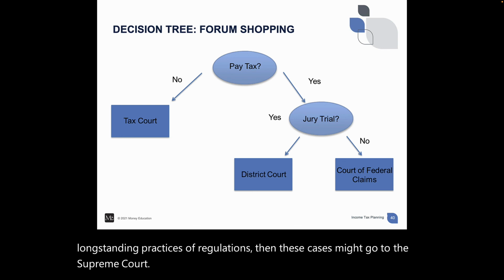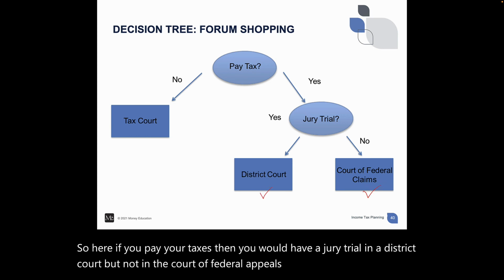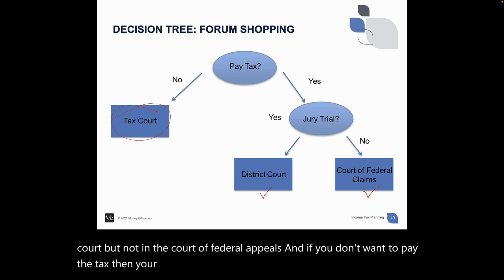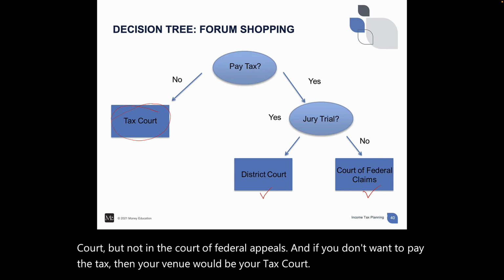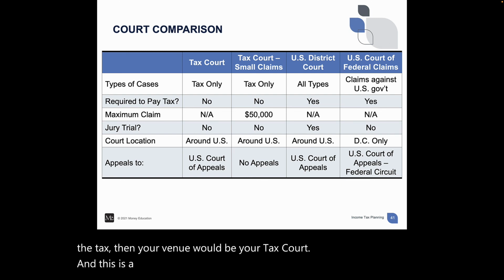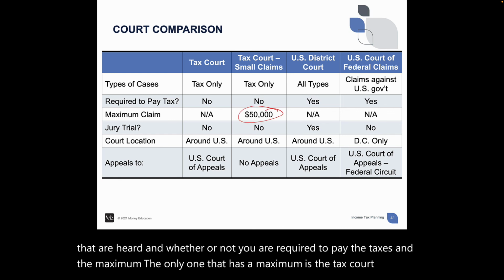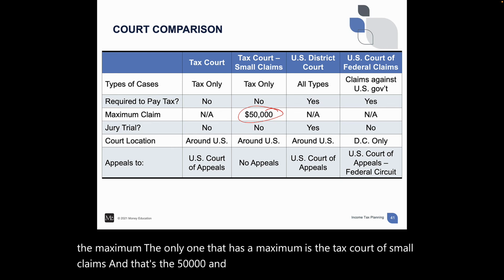So here, if you pay your taxes, then you would have a jury trial in a district court, but not in the Court of Federal Claims. And if you don't want to pay the tax, then your venue would be your tax court. And this is a lovely court comparison. And you see here the types of cases that are heard and whether or not you are required to pay the taxes and the maximum. The only one that has a maximum is the tax court small cases division, and that's the $50,000. And you see the court location and where the appeals of these decisions in these courts would go to.